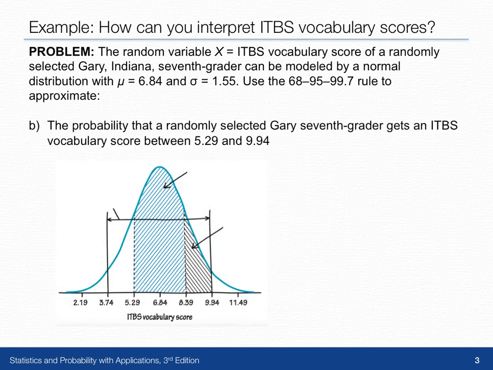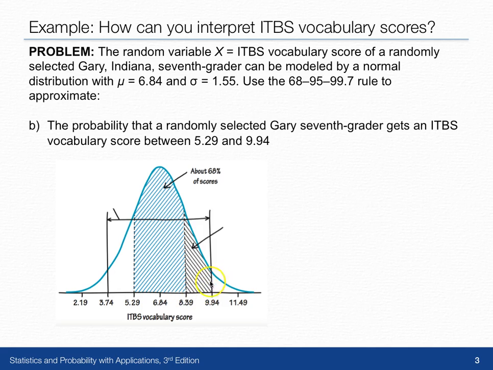Next, let's find the probability that a randomly selected Gary 7th grader gets an ITBS vocabulary score between 5.29 and 9.94. So on our normal curve, we shade between 5.29 and 9.94. We want this entire shaded region. Now again, we note that some boundaries happen to fall 1 and 2 standard deviations away from the mean. First, we note that about 68% of the scores will fall between 5.29 and 8.39.